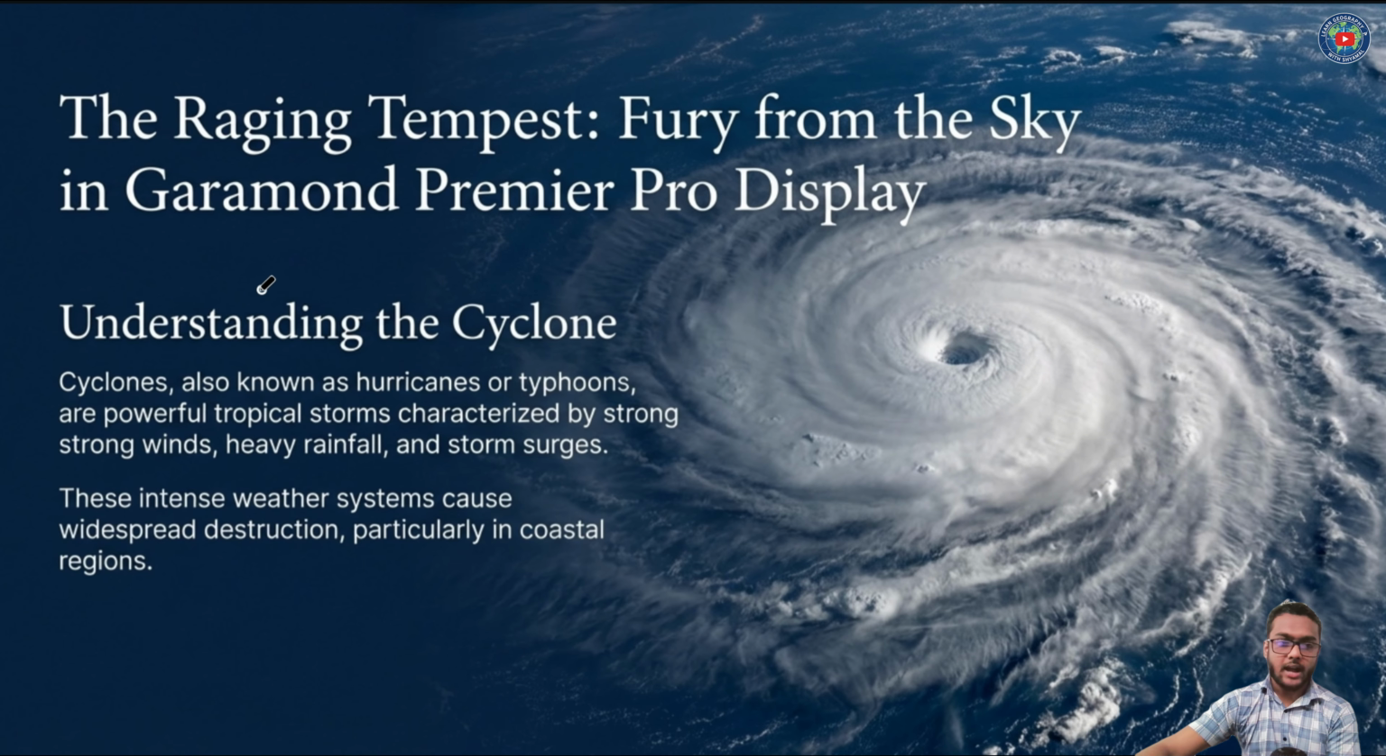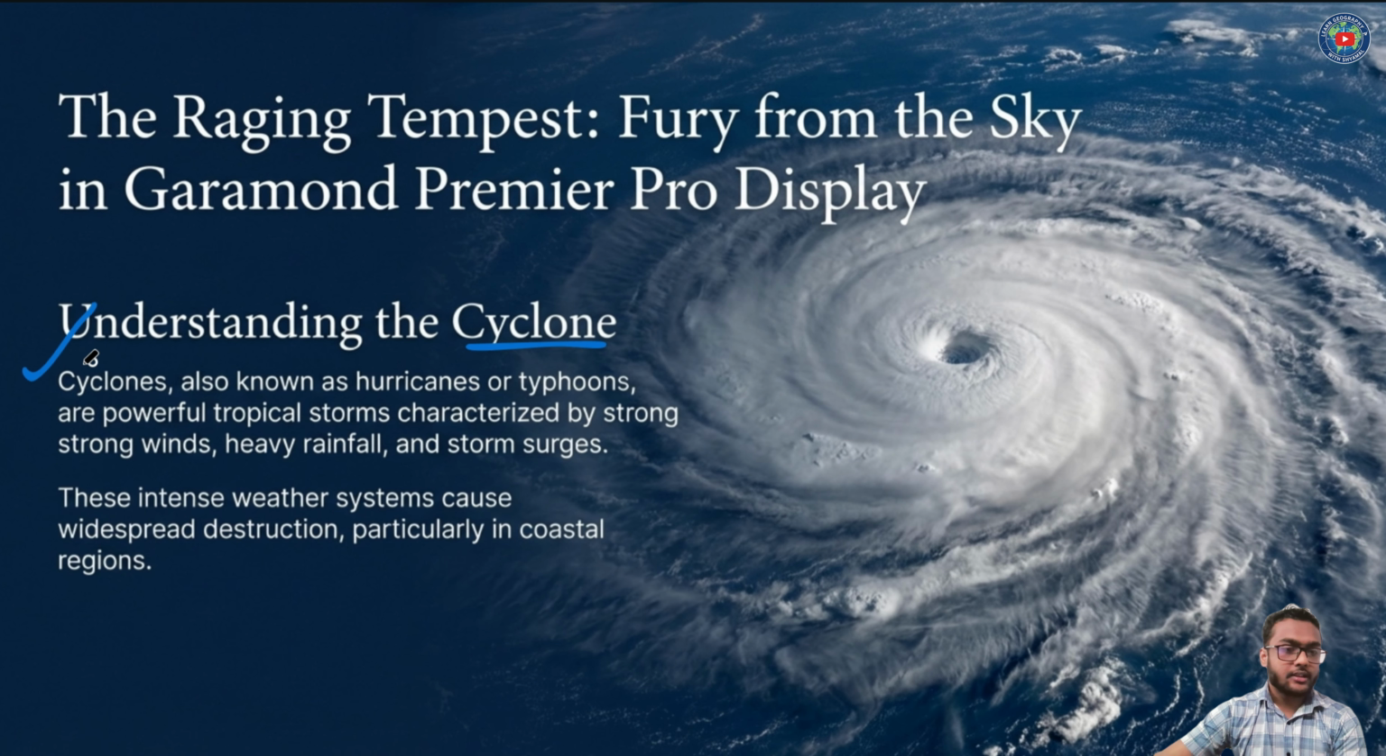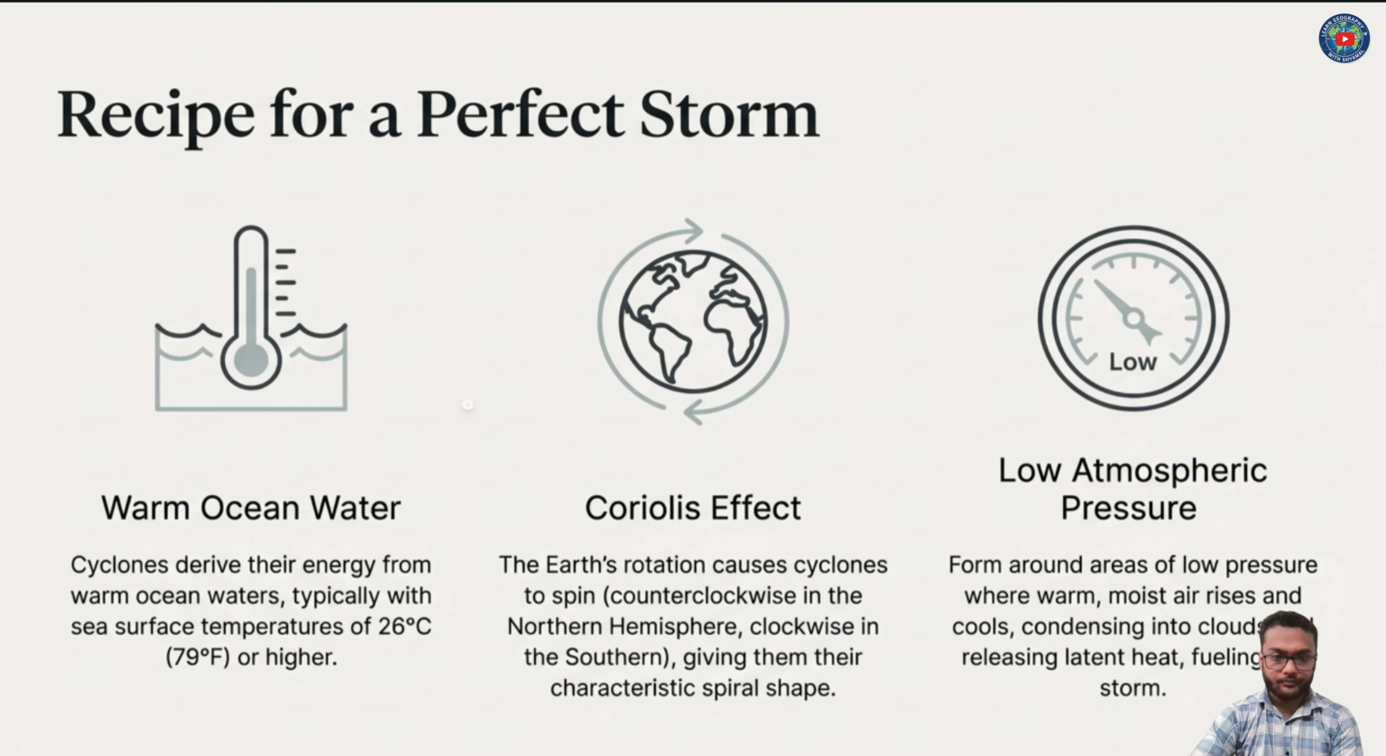Now, another oceanic hazard, the cyclone. Cyclones, also known as hurricanes or typhoons, are powerful tropical storms characterized by strong winds, heavy rainfall, and storm surges. These intense weather systems cause widespread destruction, particularly in coastal regions.